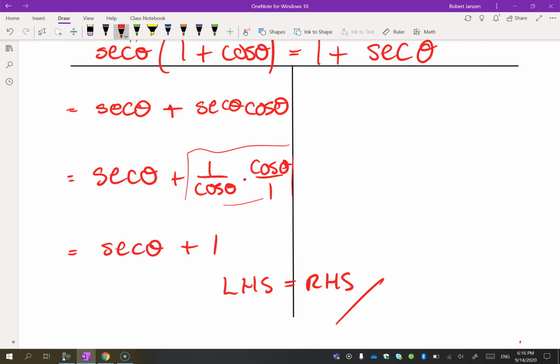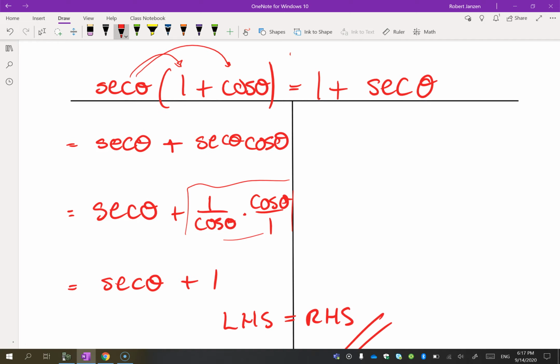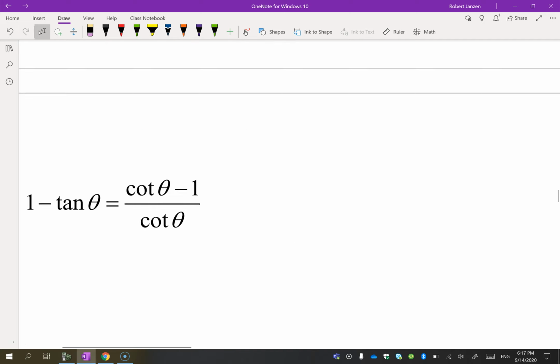And what we do is put two lines like this saying we're done the proof. Okay? So now we have proven that the two sides are equal. We've proven the identity. All right, let's try another one.